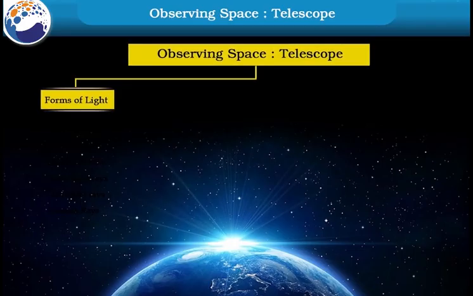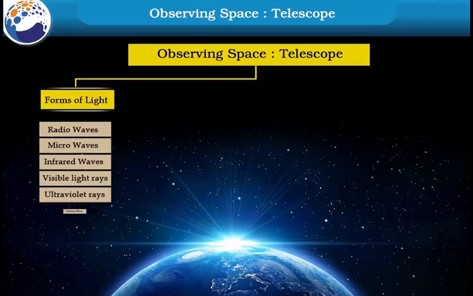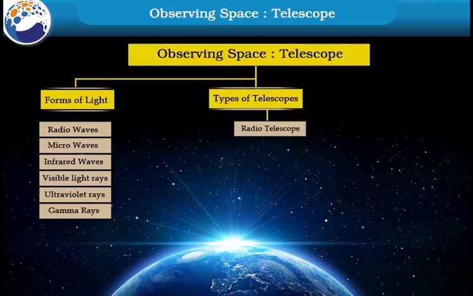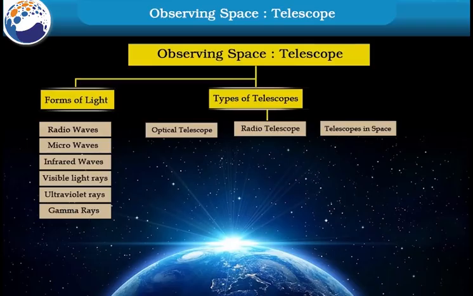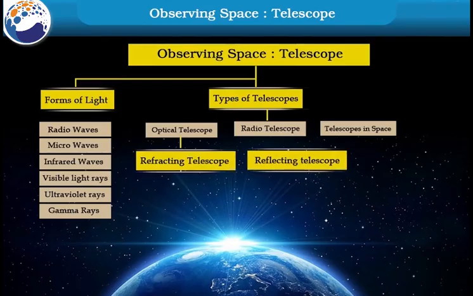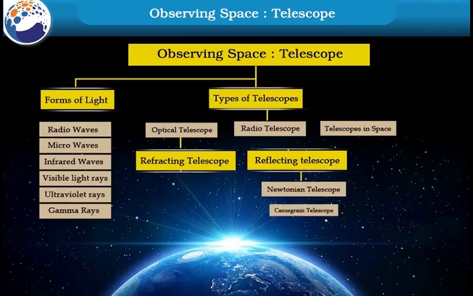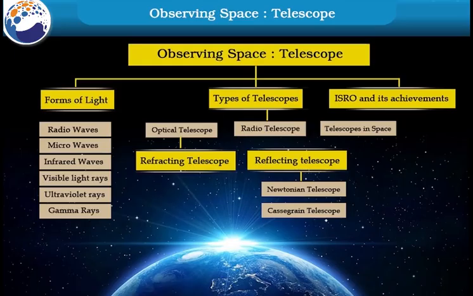First is various forms of light, like radio waves, visible light rays, UV rays, X-rays, etc. The second topic we will learn about is different types of telescopes, like radio telescopes, telescopes in space, and two types of optical telescopes called refracting telescope and reflecting telescopes. We will also study about two main types of reflecting telescopes called the Newtonian telescope and the Cassegrain telescope. The third topic we will learn about in this chapter is Indian Space Research Organization (ISRO) and its achievements.